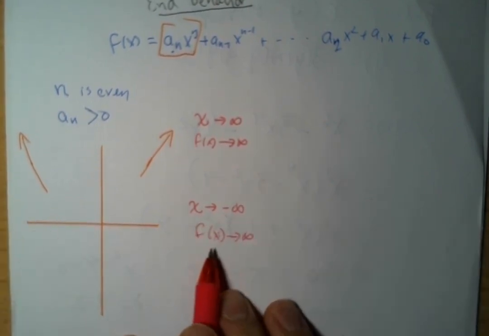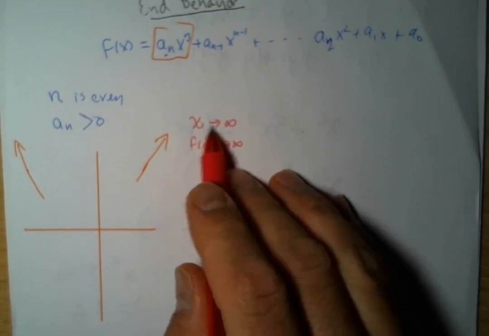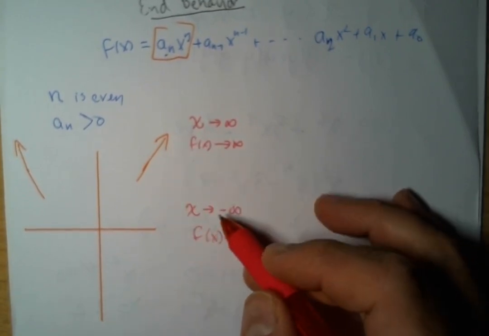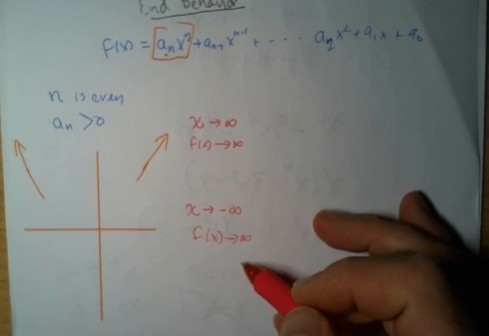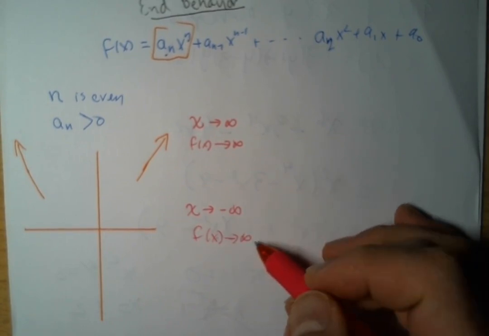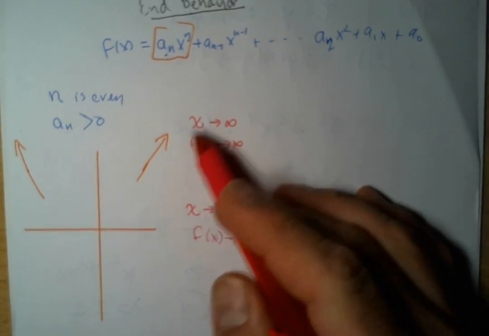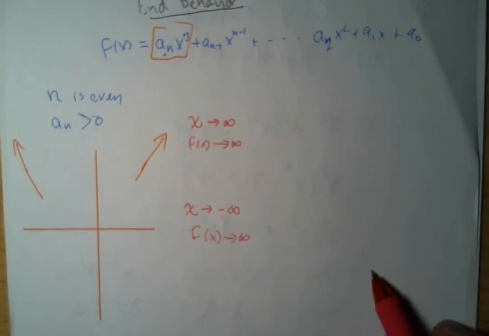Right, and that's what these arrows represent. As x goes to infinity, the function values also go to infinity. As x goes to negative infinity, the function values go towards positive infinity. Remember, x is the input, f of x is the output. All right, so that's one of the cases.